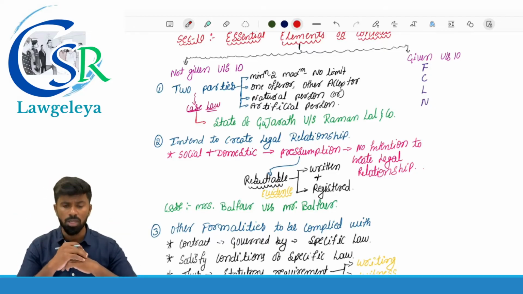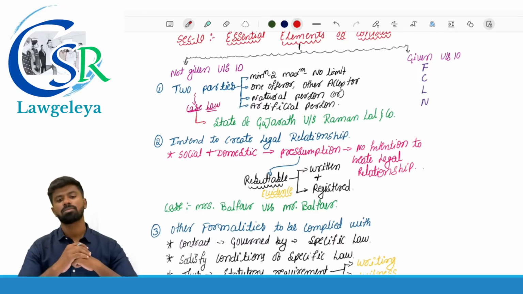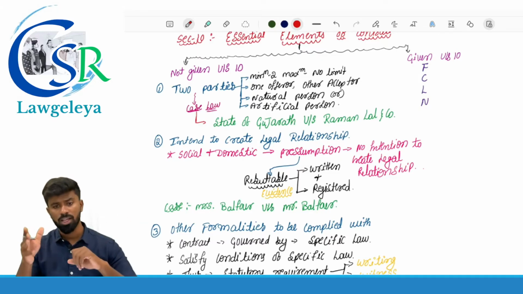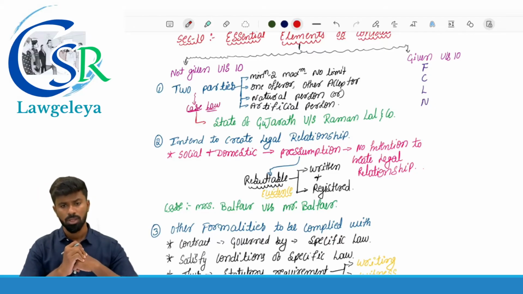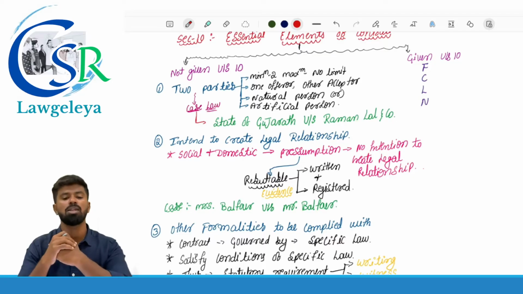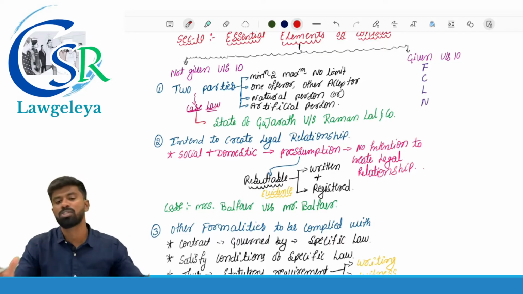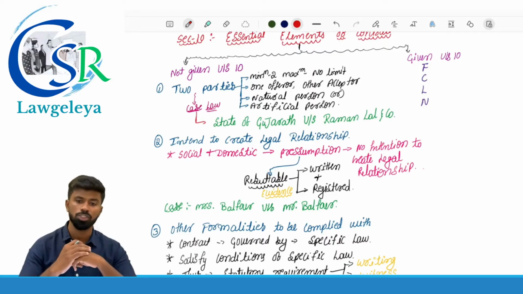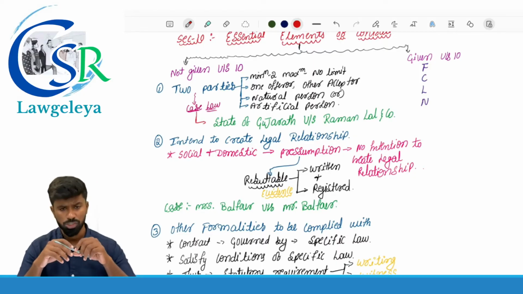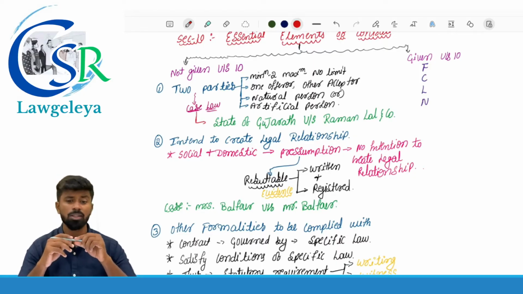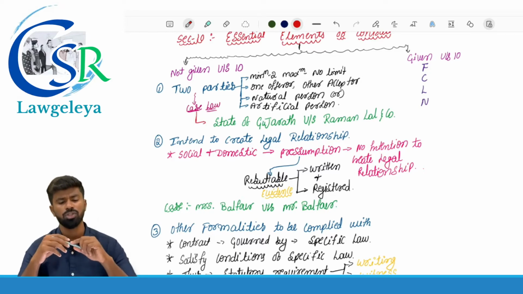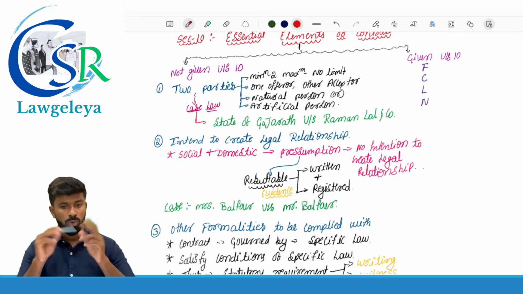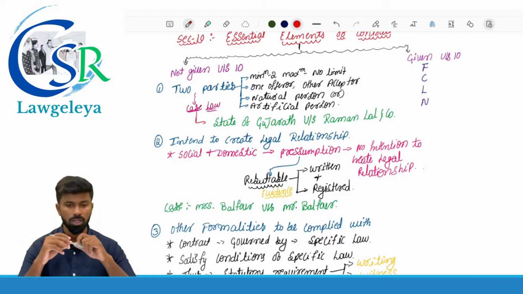Because of this reason, Mr. Balfour did not send the money and Mrs. Balfour filed a case against Mr. Balfour. So Mrs. Balfour approached the court and the court held that this agreement is not enforceable by law because it's a domestic agreement. And in case of domestic agreement, there is a presumption that there is no intention to create a legal relationship. And Mrs. Balfour did not have the evidence to prove that she had the intention to create a legal relationship. So who won the case? Mr. Balfour won the case.